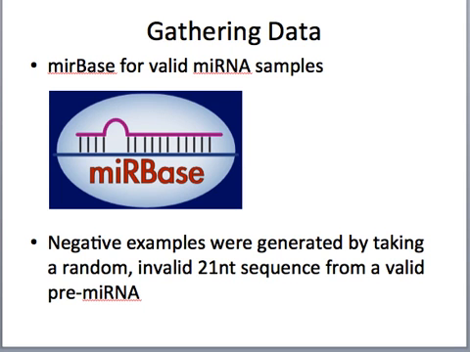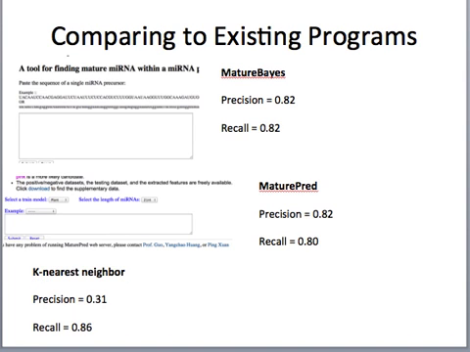We gathered data from something called MirBase that has all valid microRNA samples, and negative samples had to be generated because there are very, very few negative examples in the wild. So we generated them by taking a random, invalid 21 nucleotide sequence from a pre-microRNA. We just took a 21 nucleotide sequence from a valid pre-microRNA, and we said, is this valid or not, this pre-microRNA? And if it wasn't, we said, okay, that's a good negative example.